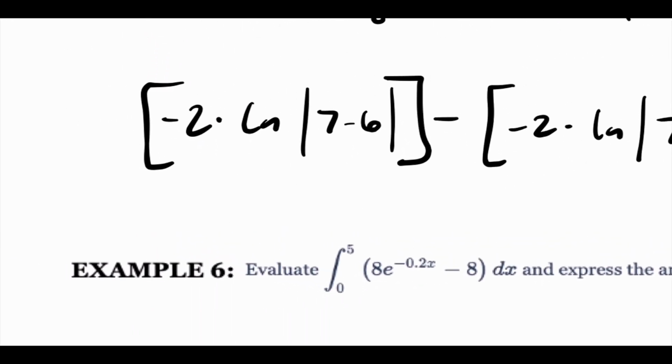So 7 minus 6 is plus 1. What is the natural log of 1? 0. The natural log of 1 is 0. What e to what power makes 1? 0. That's why it's 0, right? And then negative 2 times 0 is just 0.